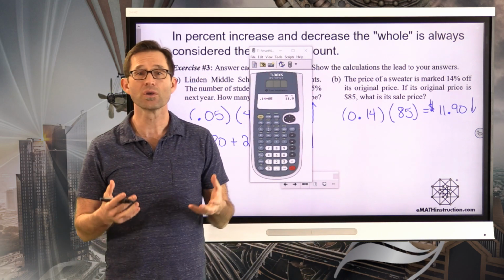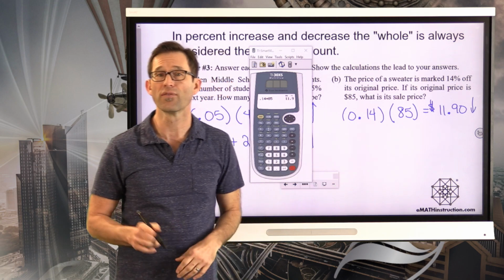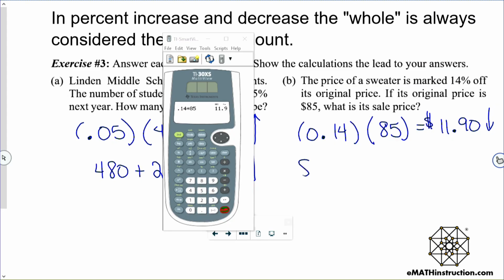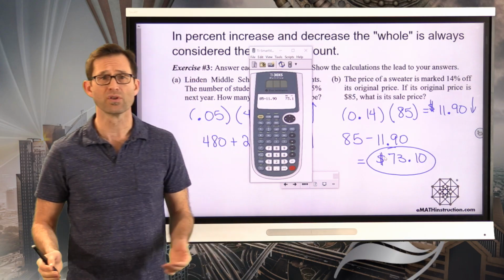All right, if we actually want to figure out what the sales price is, we're now going to take our $85 and we're going to subtract off $11.90. So again, easy enough. We'll do 85 minus 11.90. I know that this is very doable without a calculator, but let's speed ourselves up. 85 minus 11.9. I'll tack the 0 on, and I will find a sales price of $73.10.